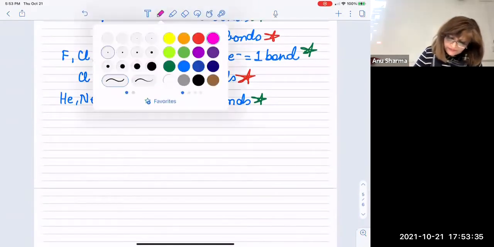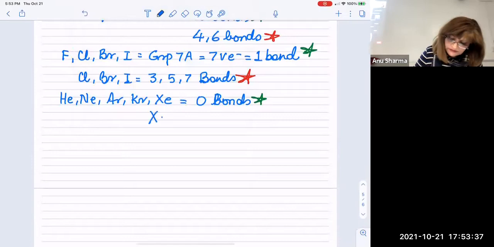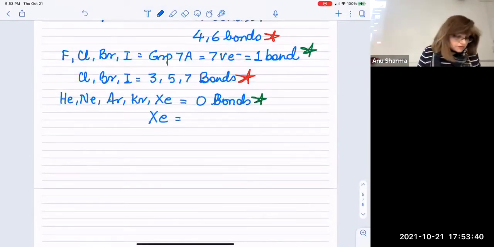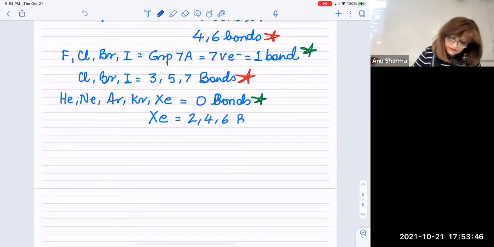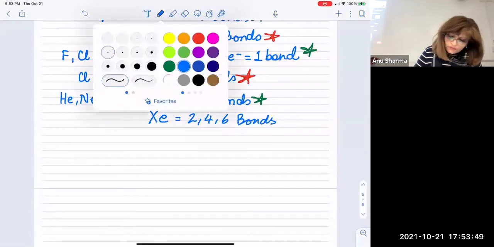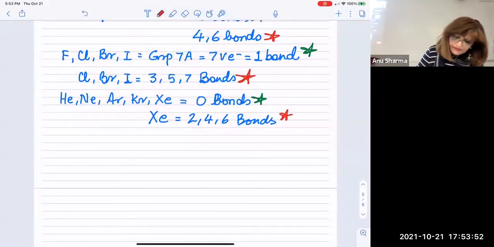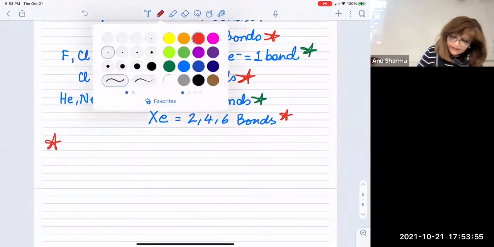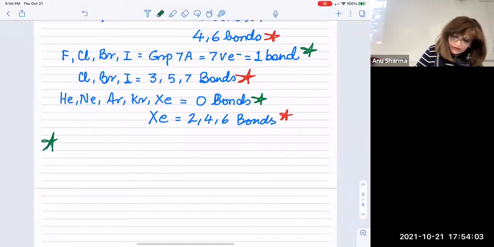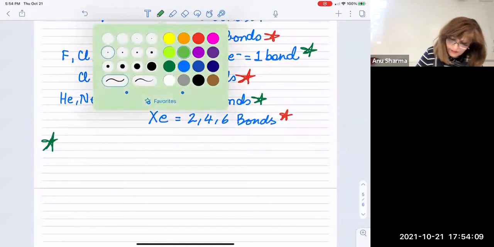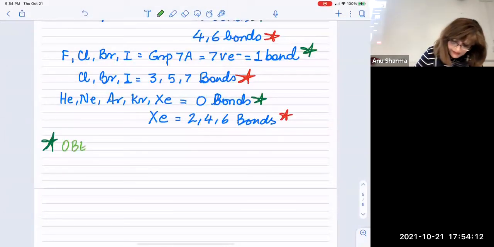Now comes xenon. You can make xenon make bonds. So it can make 2, 4, and 6 bonds. So what does this mean? Red means defying octet, and green means obeying octet. And in what conditions will they obey octet? The green star means they obey octet, they follow the octet rule.